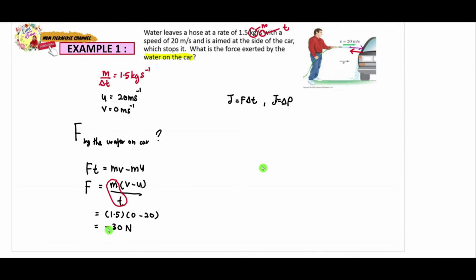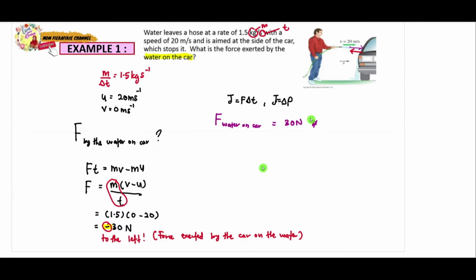Alright? So look here, the direction of negative is actually to the left. Okay? So this is the value of the force exerted by the car on the water, which is to the left. Jadi untuk menjawab soalan force exerted by the water on the car, the answer should be in the opposite direction, which is a positive value. Okay, which is to the right. So this is the answer.